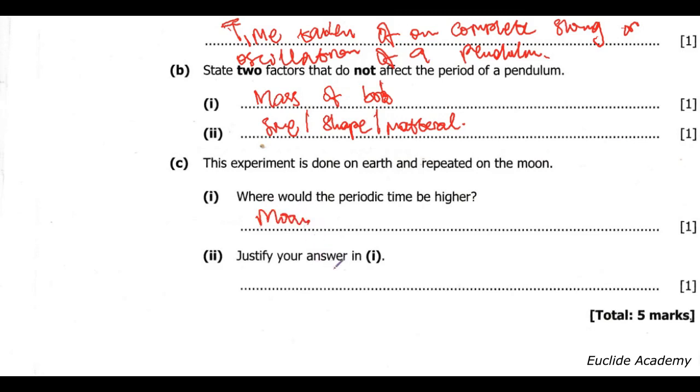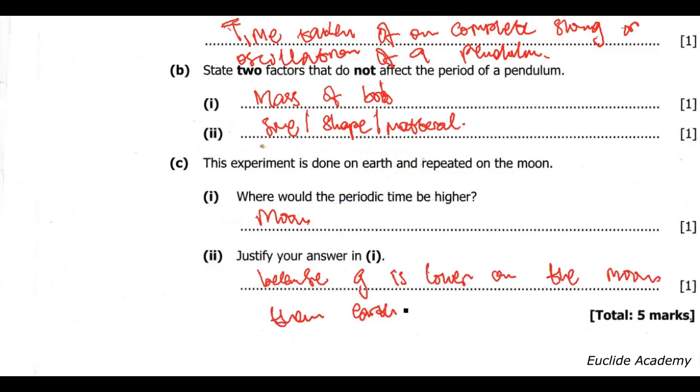Just file your answer. Okay, because the gravitational field strength, or the acceleration due to gravity on the moon, is lower than that on Earth. Hence, you have more time taken to complete an oscillation on the moon than on the Earth. So the periodic time will be higher on the moon. Hope you get that explanation.